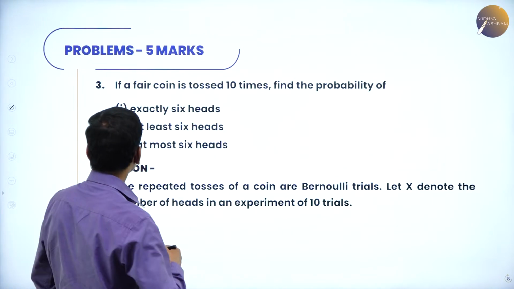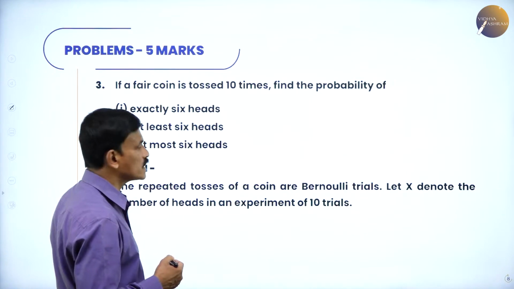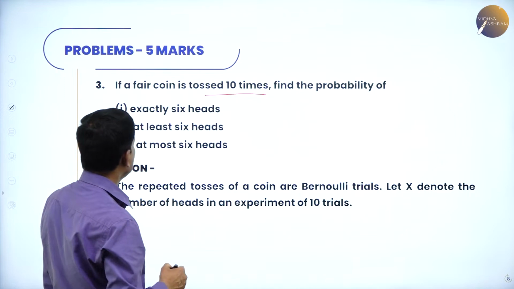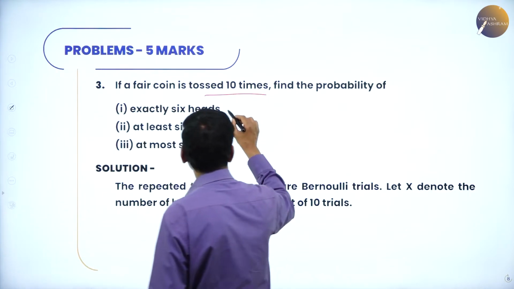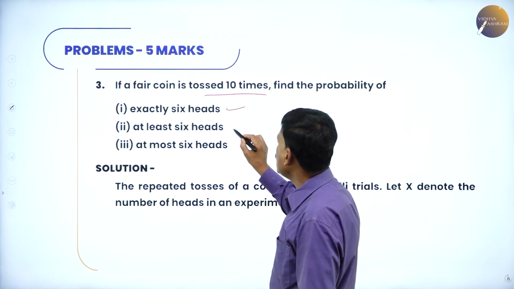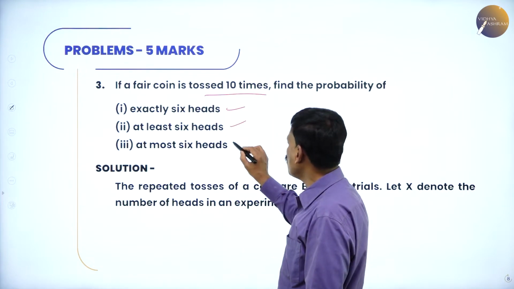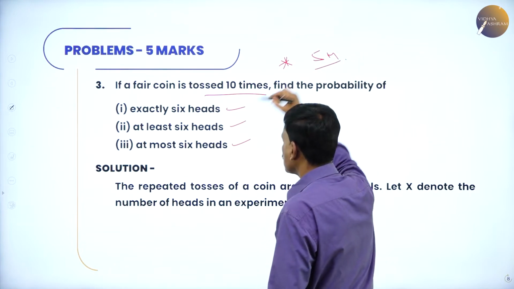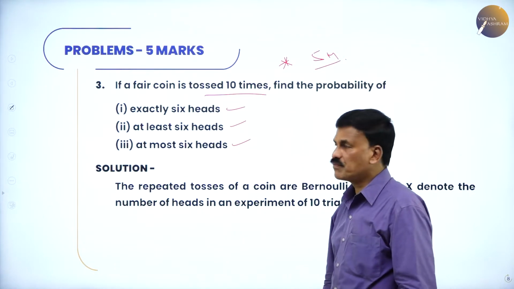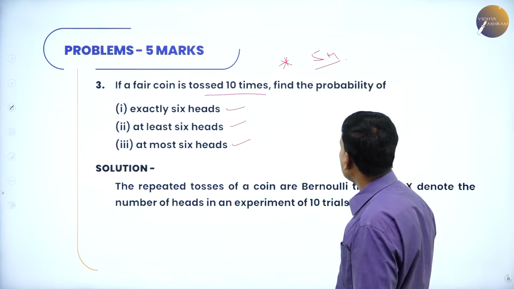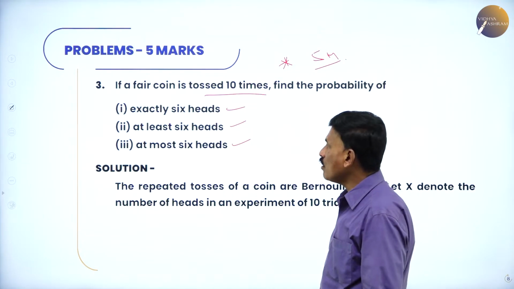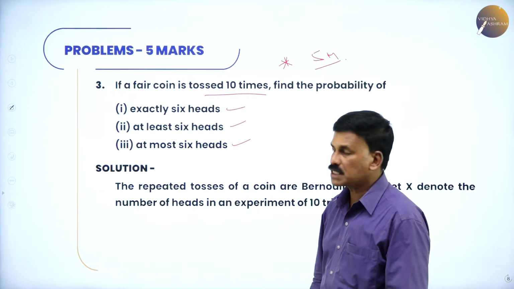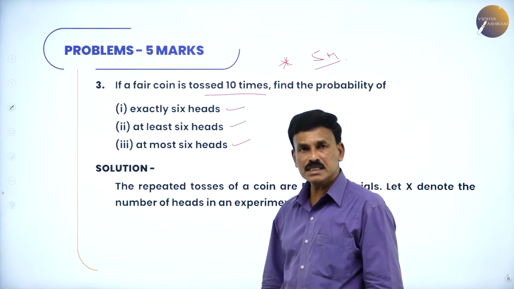Now what is the problem given? If a fair coin is tossed 10 times, how many times we are going to toss? 10 times. Find the probability of exactly 6 heads, at least 6 heads, at most 6 heads. This is a very important type of problem for 5 marks. Now, if a fair coin is tossed 10 times, find the probability of getting exactly 6 heads, at least 6 heads and at most 6 heads.